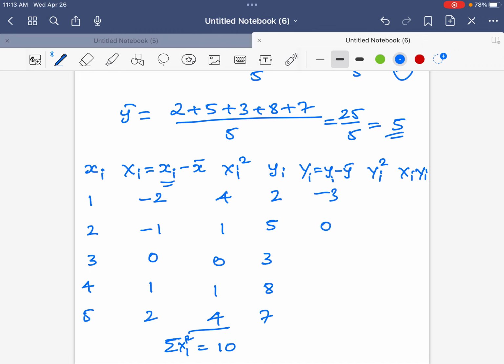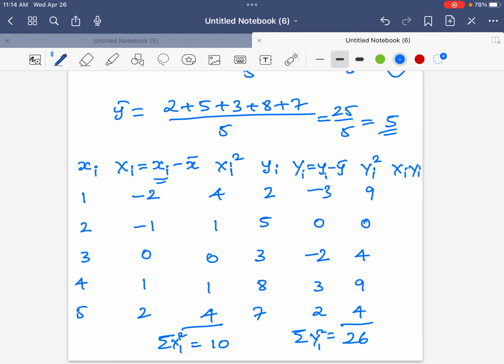2 minus 5 is minus 3, 5 minus 5 is 0, 3 minus 5 is minus 2, 8 minus 5 is 3, and 7 minus 5 is 2. And now each value of y will be squared. It is 9, 0, 4, 9, 4. When we sum these values, it is going to be 26.